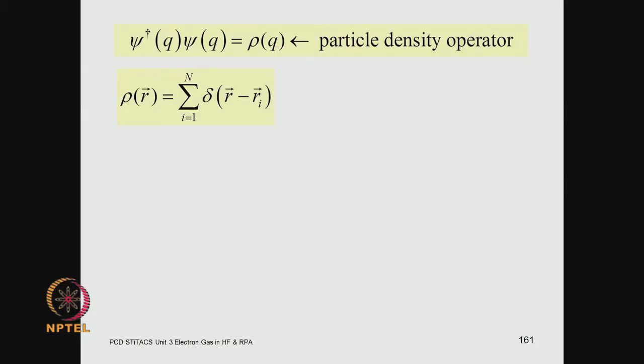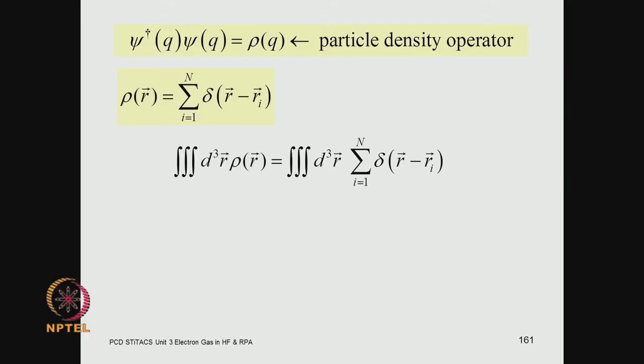What we are going to do is to develop an equation of motion for the particle density operator, because we will essentially be led to density fluctuations in the electron gas. So, you can see that this particle density operator is essentially a sum of the Dirac deltas, because if you integrate this, then on the right hand side you will get essentially the total number of particles. So, the particle density operator is essentially a summation of the Dirac delta.